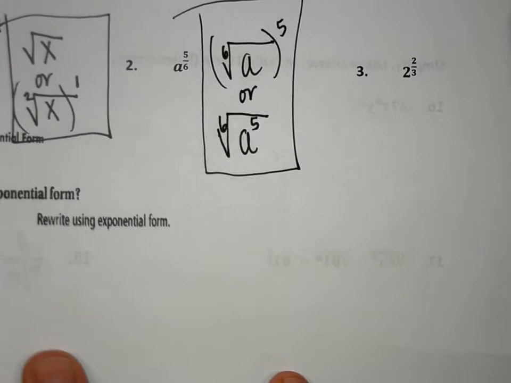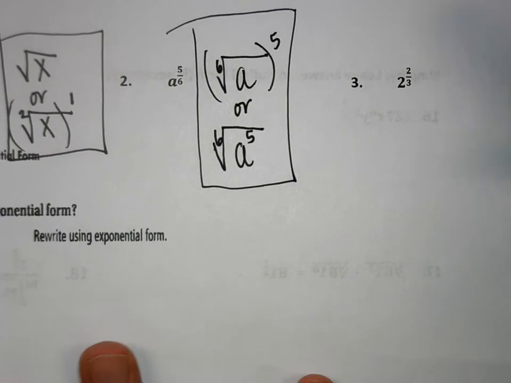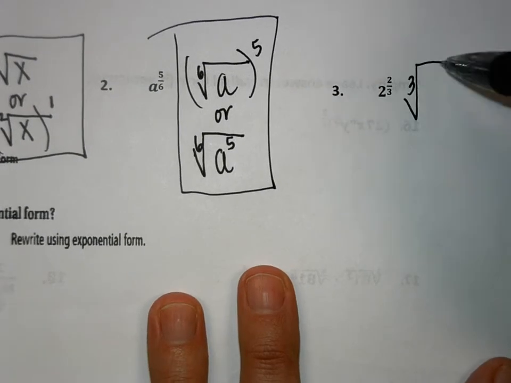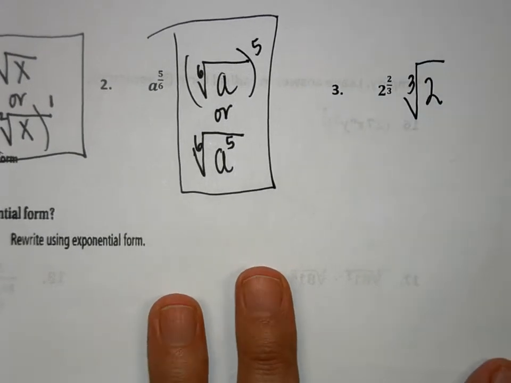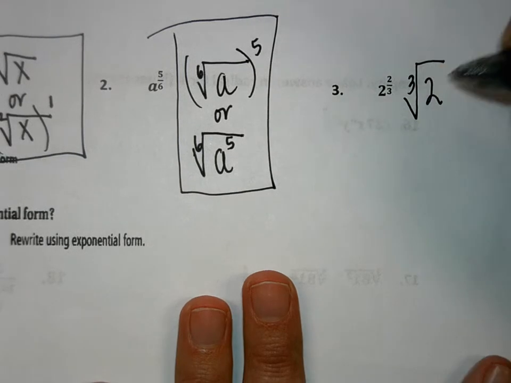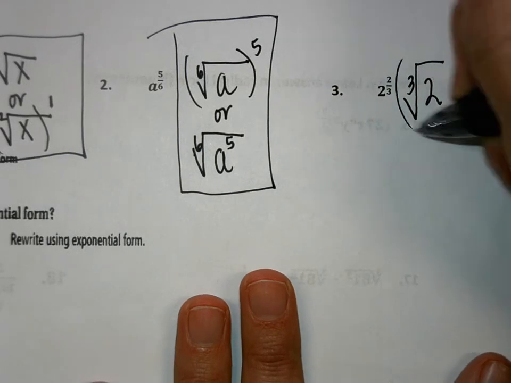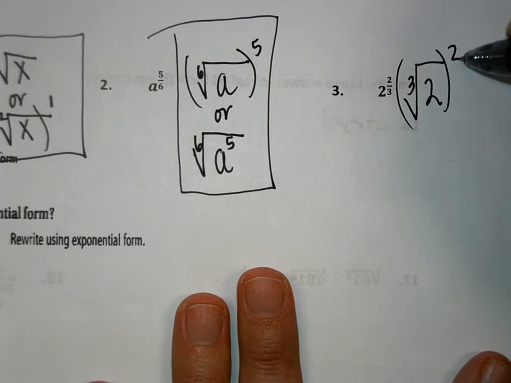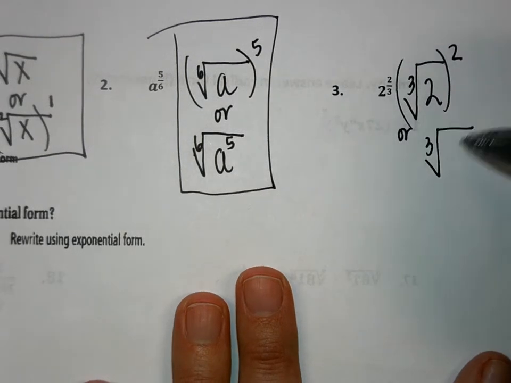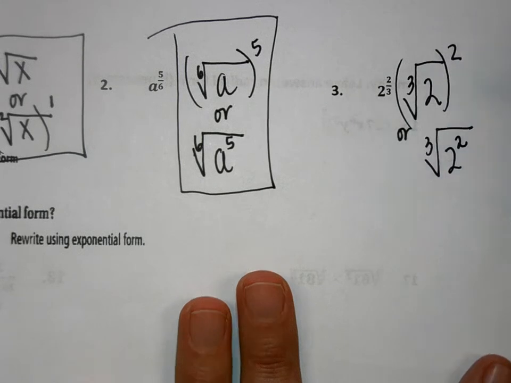Okay, number 3. My root on this one is the cubed root of 2. And again, the 2 can go on the inside or the outside, so I'm going to go ahead and write it both ways. We can write the cubed root of 2 squared, or it can also be written as the cubed root of 2 to the 2nd power.